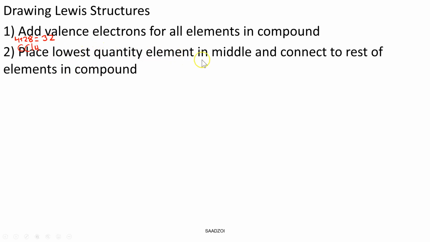Place the lowest quantity element in the middle and connect it to the rest of the elements in the compound. So what's the lowest quantity element in this situation? It'll be C. And what I'm going to do is connect it to the outside elements. The way I'm going to connect it is with a single line, which represents 2 electrons.